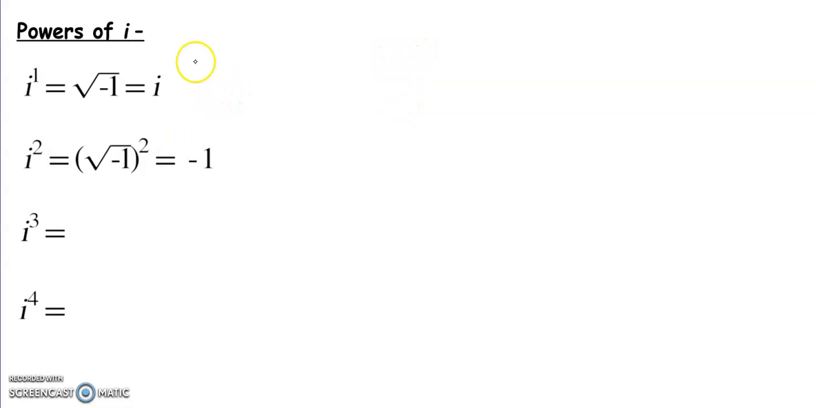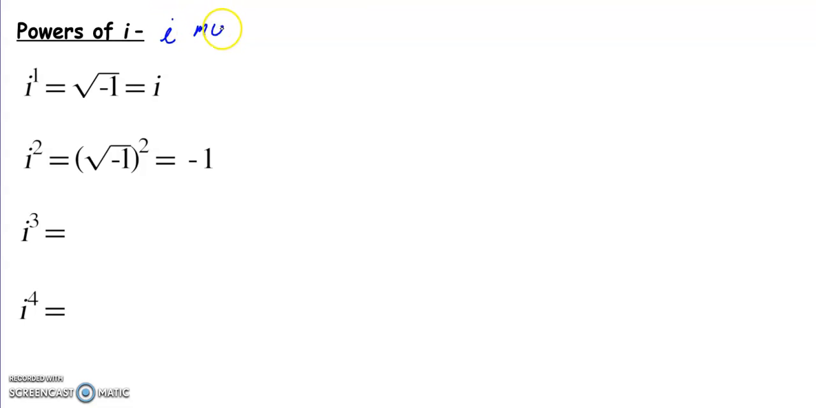The last video ended with this screenshot to give you a little preview of what we're talking about. So when we are talking about the powers of i, it's not a variable itself, but it's treated like a variable when it comes to exponents, except for one thing.